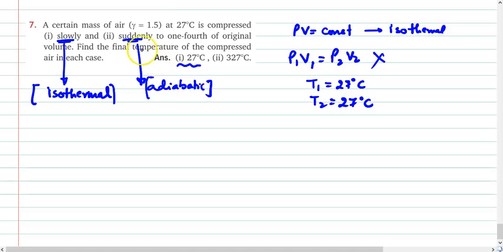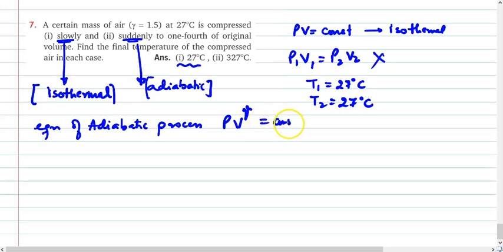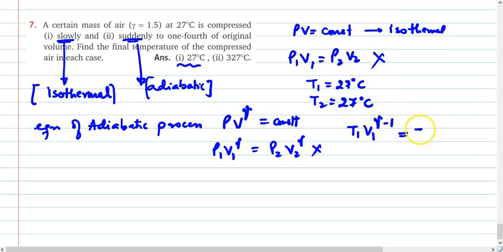Now, when they are talking about a sudden process, sudden is adiabatic. The equation of the adiabatic process is PV raised to the power of gamma is equal to constant, that is P1 V1 gamma is equal to P2 V2 gamma. Okay, this does not relate the temperature. So there was another formula relating the temperature also: T1 V1 gamma minus 1 is equal to T2 V2 gamma minus 1. So here we are going to find this particular equation to be useful.